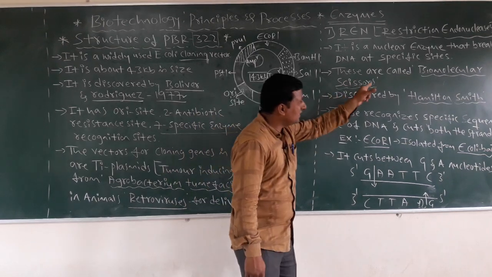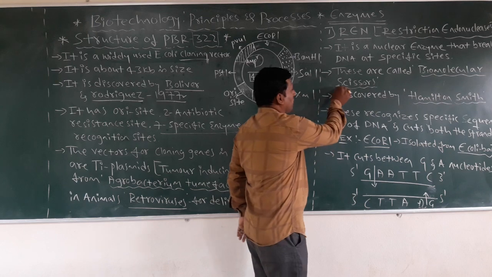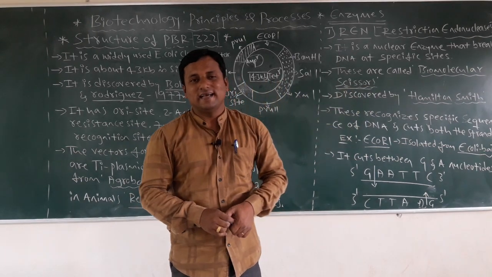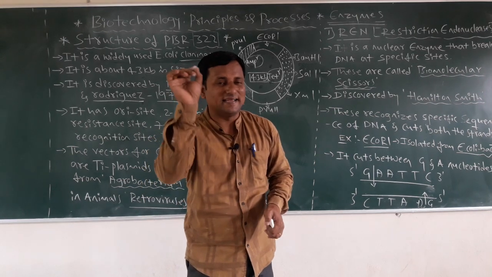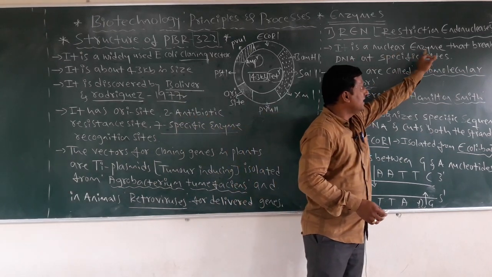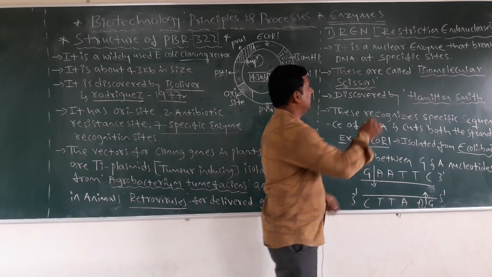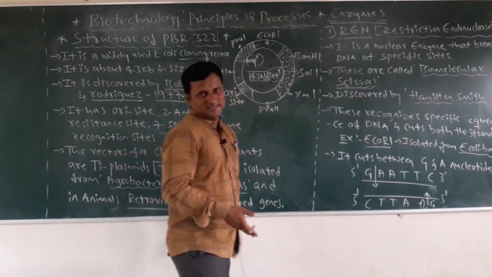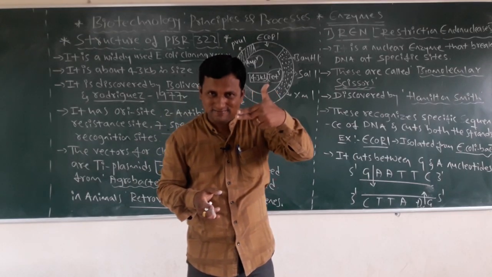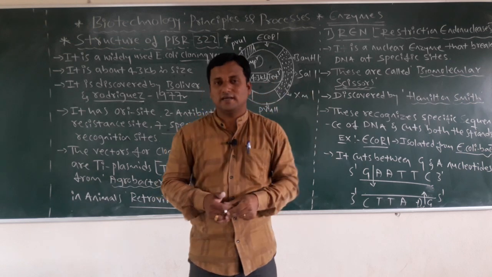Next, these are called biomolecular scissors. It's a competitive exam question: REN are called biomolecular scissors. Why? Give reasons. Because these are nuclear enzymes that break DNA at specific sites, with a breaking or cleaving action. What are scissors? Scissors are used for cutting, and like that they are also used for cutting.